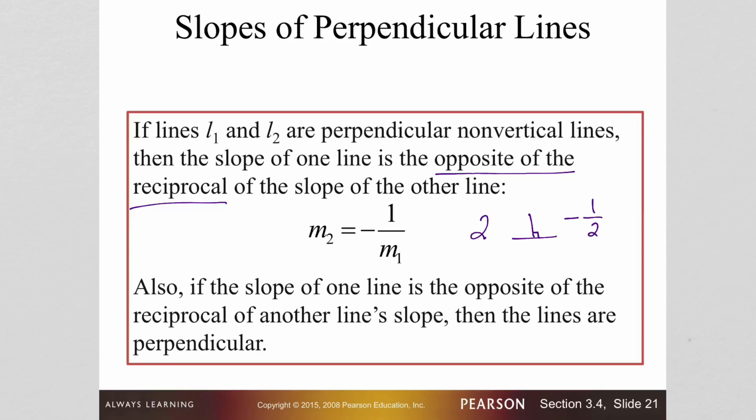So one line would have a slope of 2, the other one would have to have a slope of -1/2. So what if I have a line with a slope of -3/5? What is the slope of the line that is perpendicular to it? You change the sign and you flip the fraction. So -3/5 would be one of the slopes, and 5/3 would have to be the slope of the other line. So let's take a look at that.